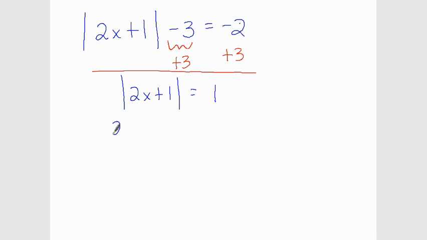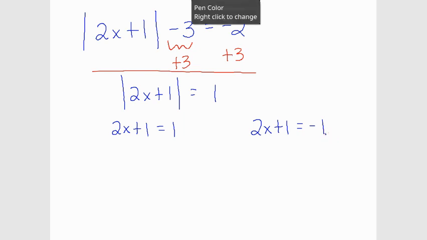So I get 2x plus 1 equals 1, just set up as normal without the absolute value, and then the other form would be 2x plus 1 equals negative 1. Drop the absolute value, make the number on the other side negative. And this is okay because we've dropped the absolute value. When we apply it, this would turn back into a positive 1. Okay, so we'll subtract 1 one more time.